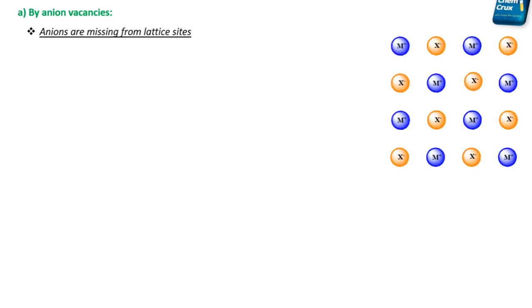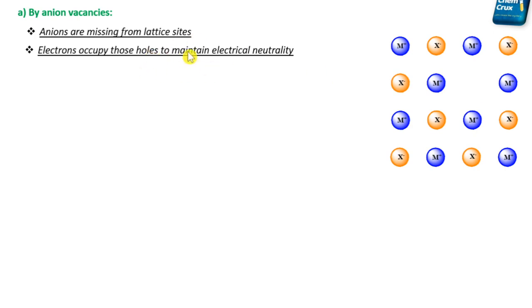So let's find out how metal excess defect arises by anion vacancies. In this type of defect, anions are missing from lattice sites. So this is a perfect ionic crystal. Now suppose one anion is missing from the lattice site. So this lattice site is now left vacant. So electrons can occupy those holes so as to maintain electrical neutrality. As you can see, an electron comes and sits in the vacant lattice site, and now the overall electrical neutrality of the crystal is maintained.